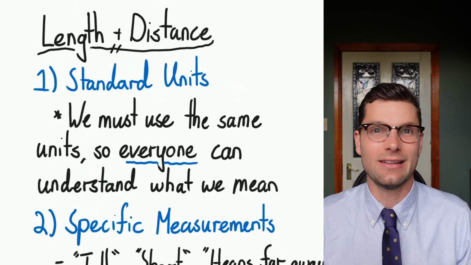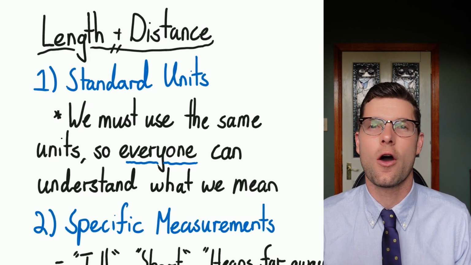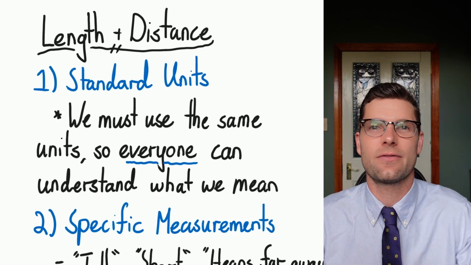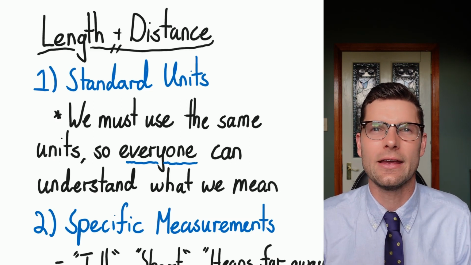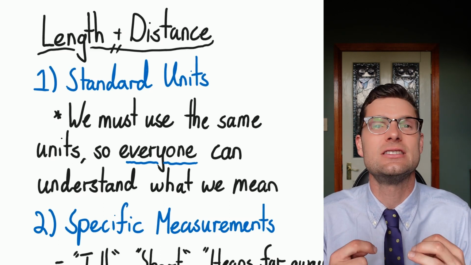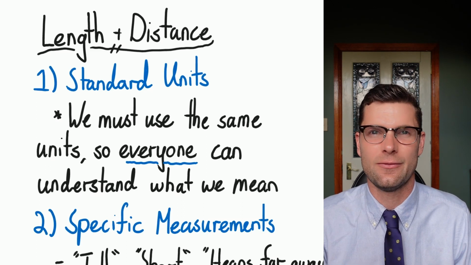So when we're talking about length and distance specifically, the first thing we need to make sure is that we have the same unit of measurement. This is really important. If I said, oh, that fence over there is one whale away, that doesn't make any sense. I could be talking about a different type of whale. There's no standard between the two of us, so whatever our ideas are might be slightly different.